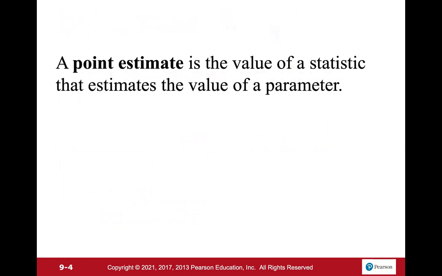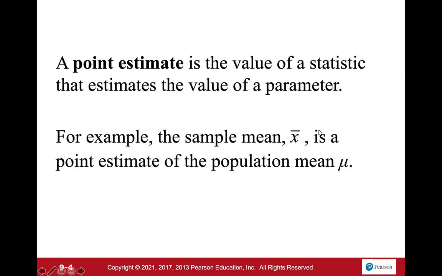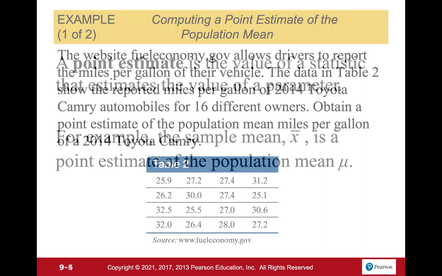Again, a point estimate is a value of a statistic that estimates the value of a parameter. So a point estimate in this case, we have our sample mean, X bar. And we're going to use that to make an estimated guess of our population mean, or mu. So for example, X bar is a point estimate for the population mean.